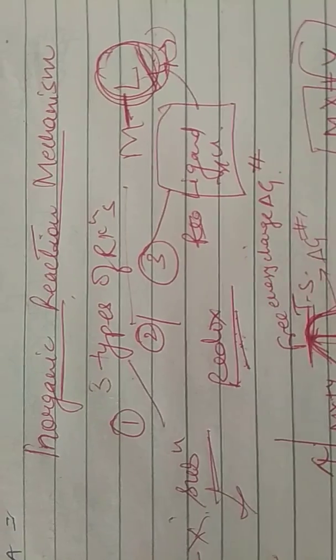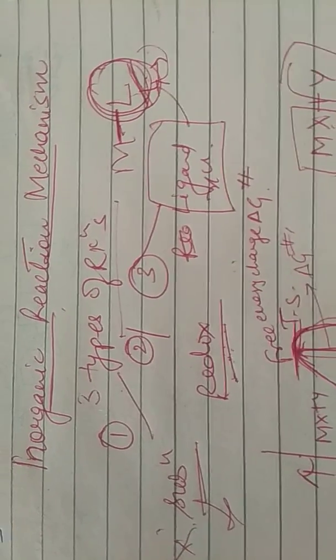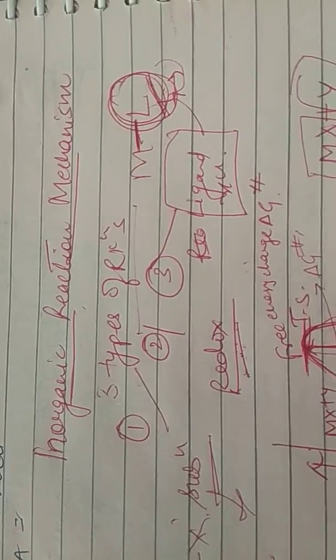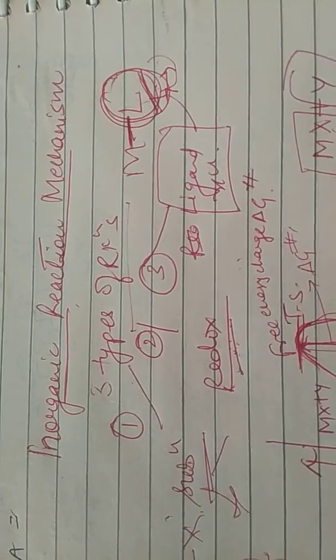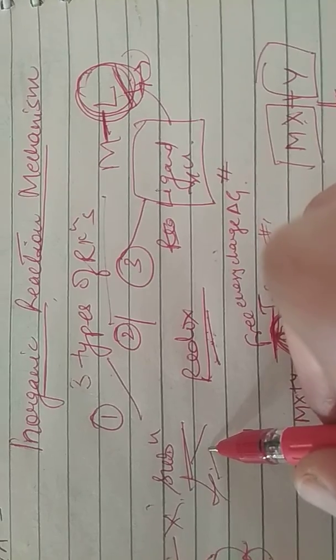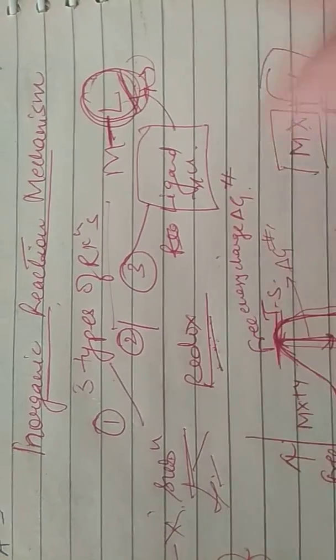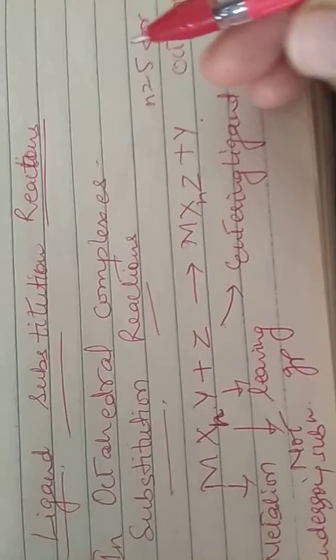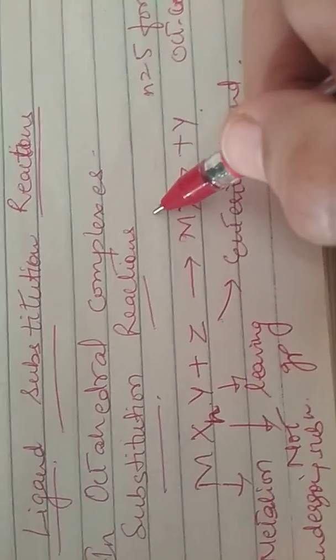First we are going to discuss the substitution reaction with respect to octahedral complexes, and then with respect to square planar complexes. Why are we discussing the substitution reaction first? Because these are the major type of reactions shown by the transition metal ions. Now let's discuss the ligand substitution reaction in octahedral complexes.